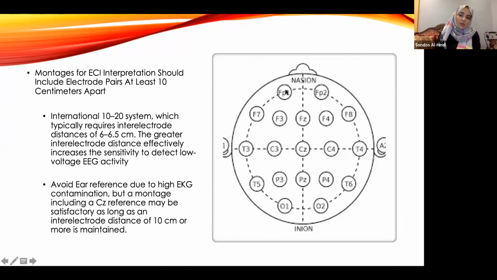So you're going to see a montage where, rather than having FP1, F7, F7-T3, you're going to have FP1-T3. Rather than having a parasagittal FP1, F3, you're going to have FP1, C3, C3 to O1. So you're basically going to be having double distances. All right. Again, we usually do a bipolar montage and a referential montage. The bipolar montage is what I explained. For referential montage, often we avoid any auricular or ear references due to high contamination with EKG, and we try to get a very midline vertex reference like CZ.